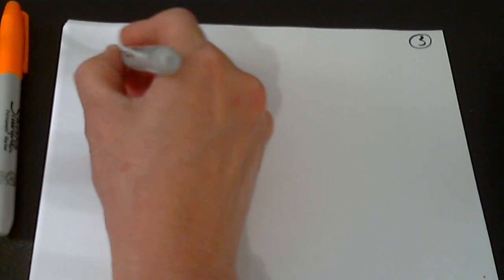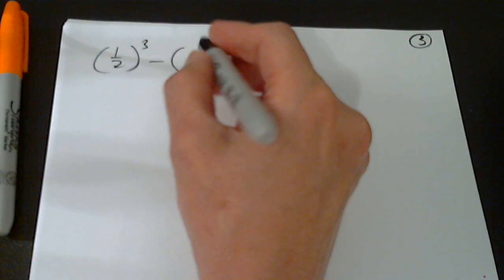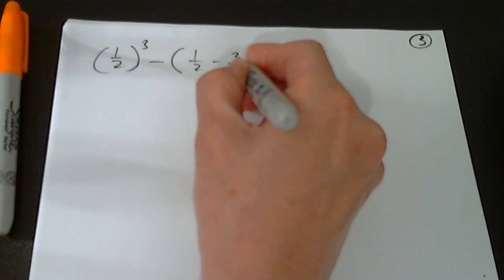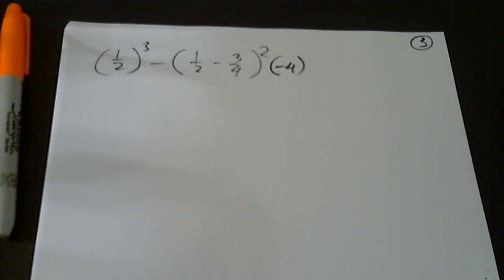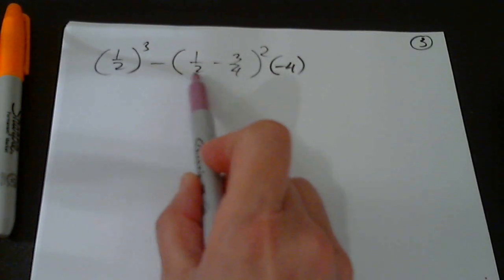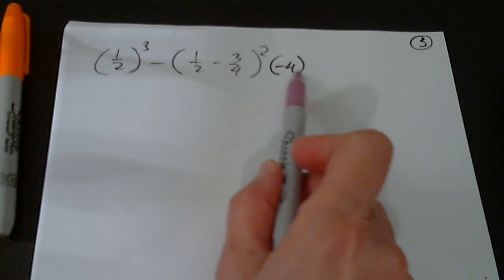Let's say 1/2 to the third minus parentheses 1/2 minus 3/4 squared, and at the end -4. Can anyone tell us what is the operation symbol between this grouping symbol and this number?